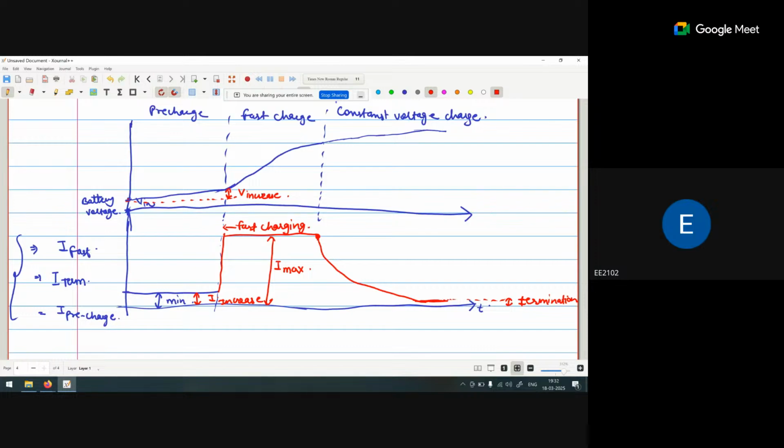What is the requirement of termination current? Any idea? Why is I term important? Why is the termination point important? It will heat up otherwise.